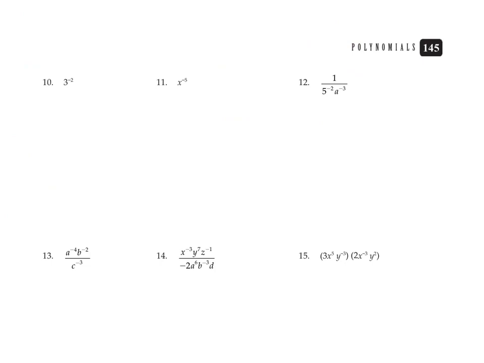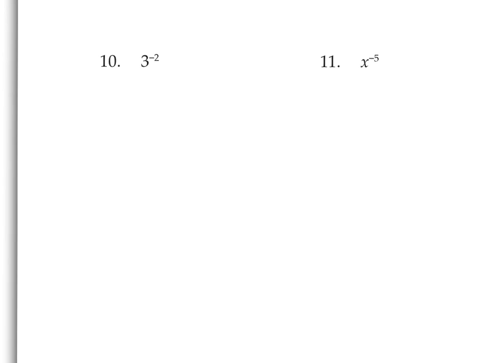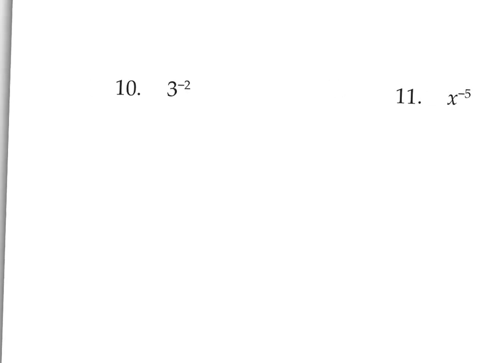All right, on the next page, we got some more negative exponents going on here. 3 to the negative 2. A negative exponent means to put the base in its reciprocal. So the reciprocal of 3 is 1/3. And when you do that, the exponent becomes positive. And it doesn't matter if you write it there or if you write it here. With the 1 on the numerator, it doesn't matter. It turns out to be the same thing. It turns out to be 1/9 either way.